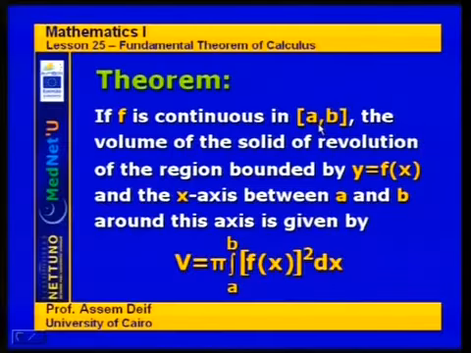Again, this is your theorem. It tells you if f is continuous on the closed interval [a, b], the volume of the solid of revolution of the region bounded by y equal to f of x and the x-axis between a and b, around this axis, is given by this integral, which you are going to use. Given f of x, the function whose curve you wish to rotate about the x-axis, existing on one side of the x-axis, the volume of the solid of revolution is equal to pi times the integral from a to b of f squared of x dx.